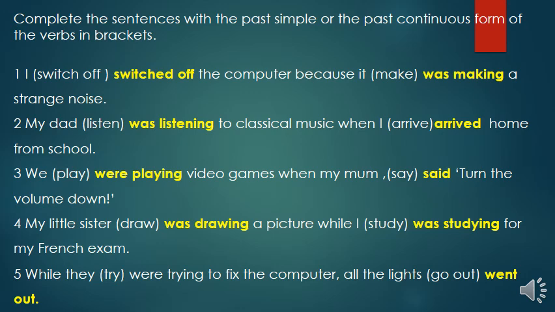While they were trying to fix the computer, all the lights went off. So here also, something interrupted the action of trying to fix the computer, which is the lights went out. So that's why we used two tenses, in the first the progressive and in the second the simple past tense.